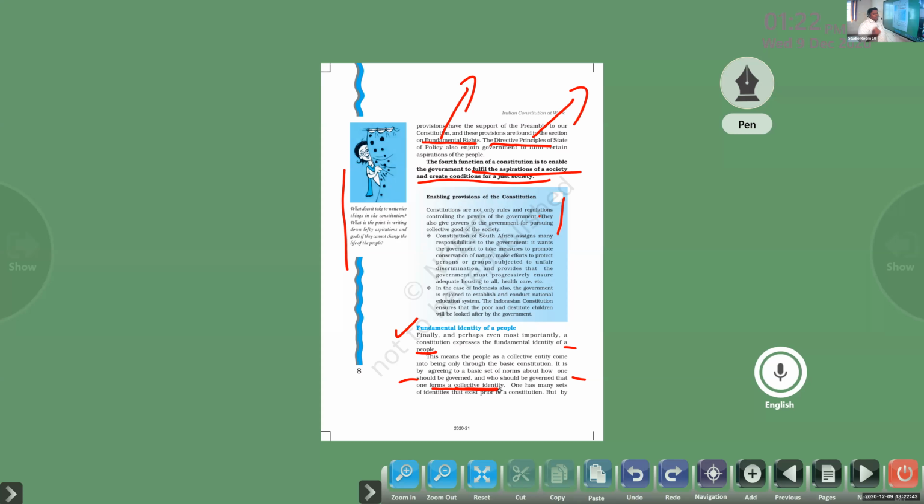Okay, so they are believing the same constitution, same government, so sharing the collective identity, they are one. Okay, next one has many sets of identities that exist prior to the constitution. So I already told you that before the constitution we belong to different groups, different religions, different castes, but after the constitution all are coming under the power of the constitution, all are equal before the law. Clear? So that's it.